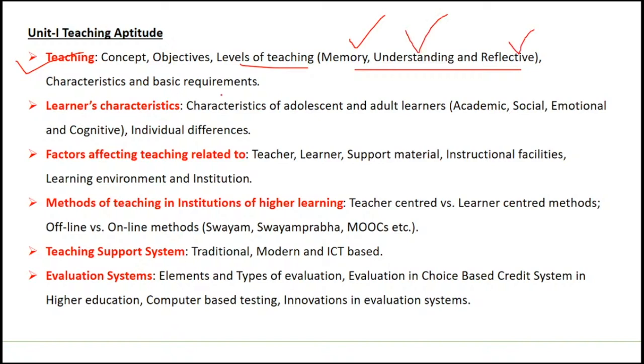Then characteristics and requirements. Then we did learner characteristics, wherein we understood in detail adolescent and adult learners. Apart from that, we understood the academic, social, emotional, and cognitive characteristics and individual differences. For the syllabus, I'm going a little bit faster because I just want you to make sure that the syllabus is very well fit in your mind.